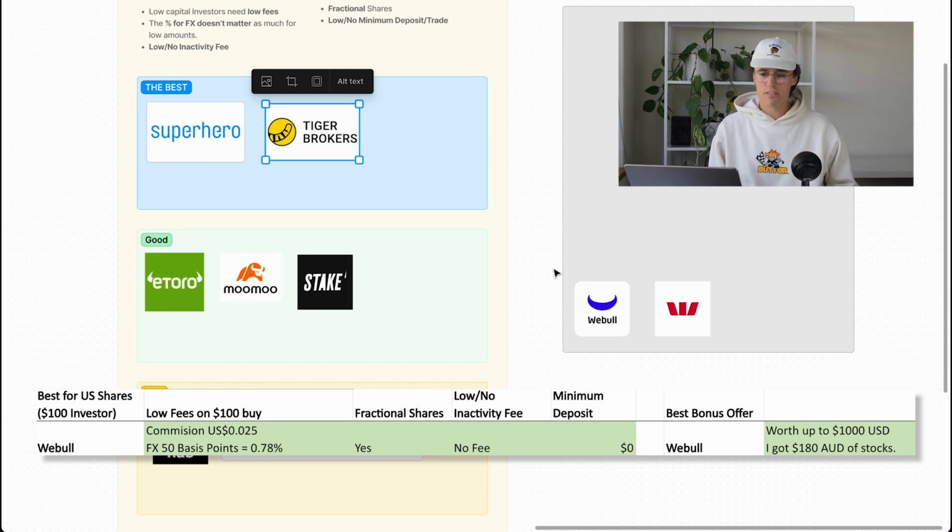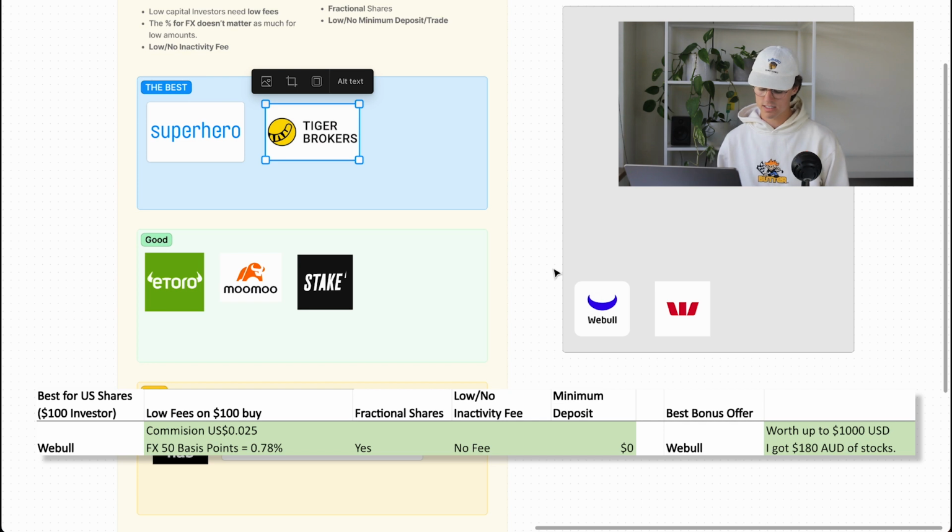Now, Webull don't have a $0 commission, but the commission is really, really low. I calculated it to be $0.025. So that's 2.5 cents commission. So basically zero. The FX fee, again, is quite low compared to Stake and Superhero, but it is more than Tiger Brokers. So keep that in mind if you're investing larger sums of money. We're not. We're investing 100. So it's not super important there.